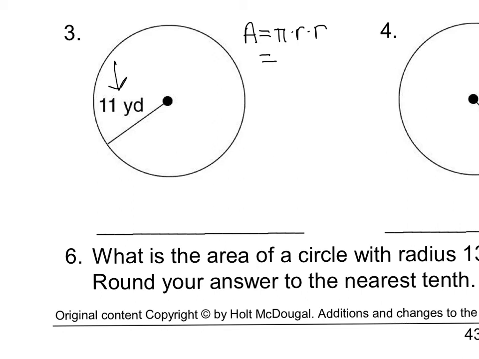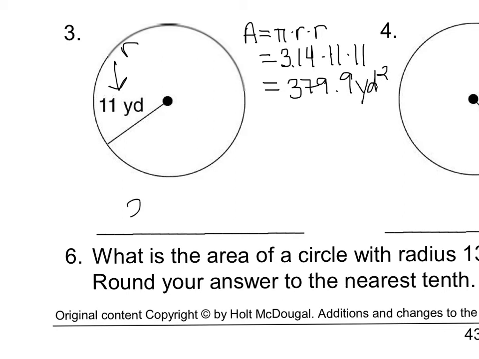I'm given the radius already because the radius is the measurement from the center of my circle out to the outside edge. That way, I'm going to plug in 3.14 for pi times my radius, which is 11, times 11. Put those three numbers into the calculator, rounded to the nearest tenth, and I have 379 and 9/10 yards squared. So my final answer is 379 and 9/10 yards squared.